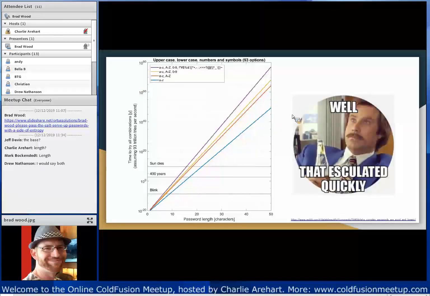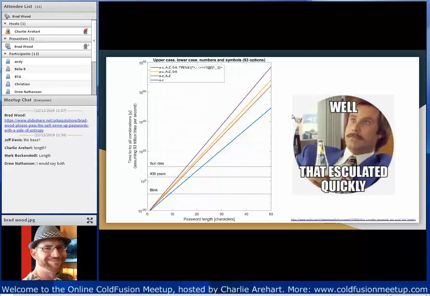This graph blew my mind. Let me explain what's going on here. It's a pretty simple graph once you get the idea of it. So we have multiple lines going on. This graph shows you the possible number of combinations of passwords and how long it would take to hack them all. So our y-axis going up is the time it would take to try all combinations, and that's very generously assuming 93 trillion guesses per second.